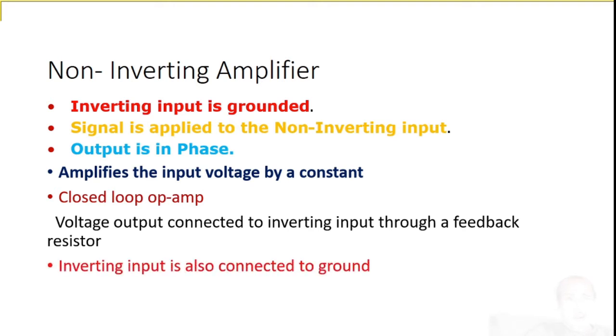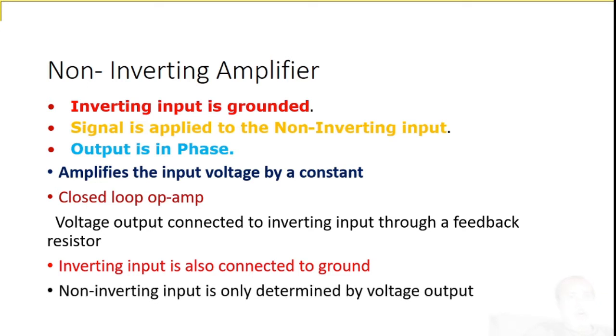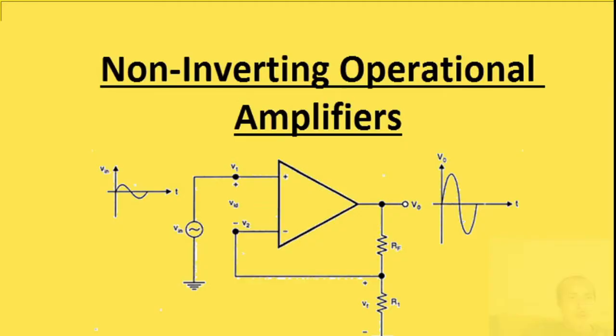Inverting input is also connected to ground. Non-inverting input is only determined by voltage output. So this is a circuit diagram of a non-inverting operational amplifier.